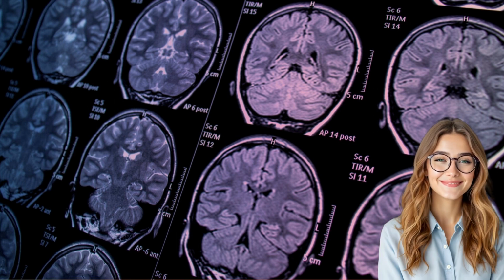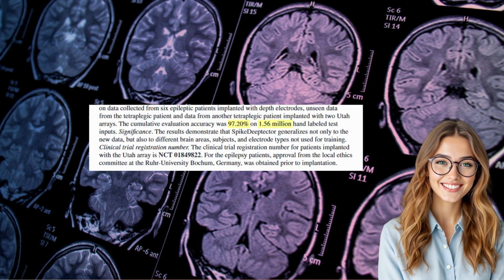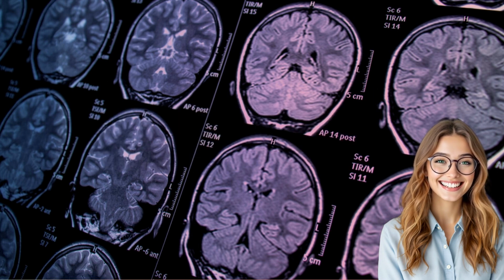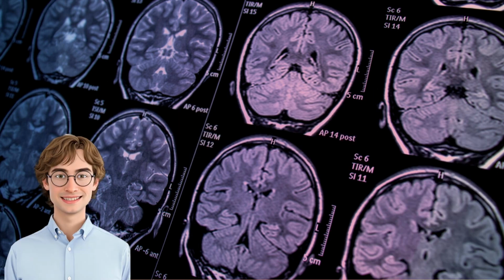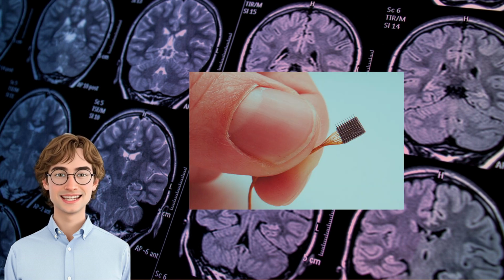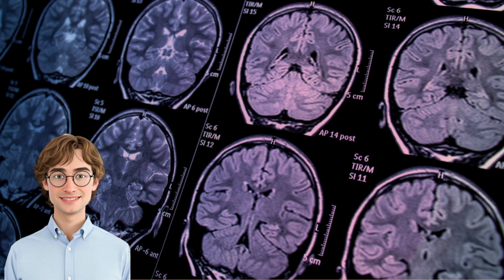They tested SpikeDeeptector on over 1.5 million hand-labeled signals and achieved a cumulative accuracy of 97.20%. In some cases, it even outperformed human experts. Wow, that's incredible. So they trained this algorithm using data from tetraplegic patients with Utah arrays implanted in their motor cortex. For those who aren't familiar, Utah arrays are these tiny grids of electrodes that sit directly on the surface of the brain. They're often used in BCI research to record signals directly from neurons.